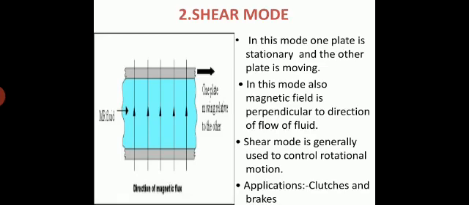Shear mode. In this mode, one plate is fixed, whereas the other plate is in motion. And even in this mode, the magnetic field is perpendicular to the fluid flow. And this shear mode is usually used to control the rotational motion. Applications such as clutches and brakes.